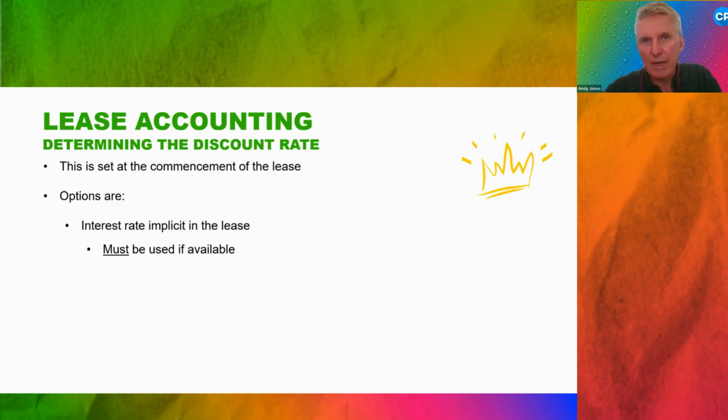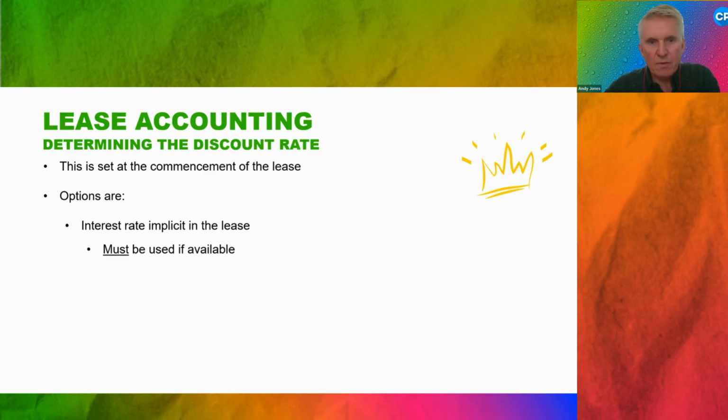Now, in practice, I don't think there'll be many interest rates implicit in the lease. You could contact the landlord, the lessor, and ask them if this is something they could share with you. And this will essentially be the interest rate that they've used in working out the rentals that they're charging you for the value of the asset. So it might be something you're able to obtain. I don't think it will be readily available in the lease documentation, but depending on your relationship with the landlord, you could obtain it.